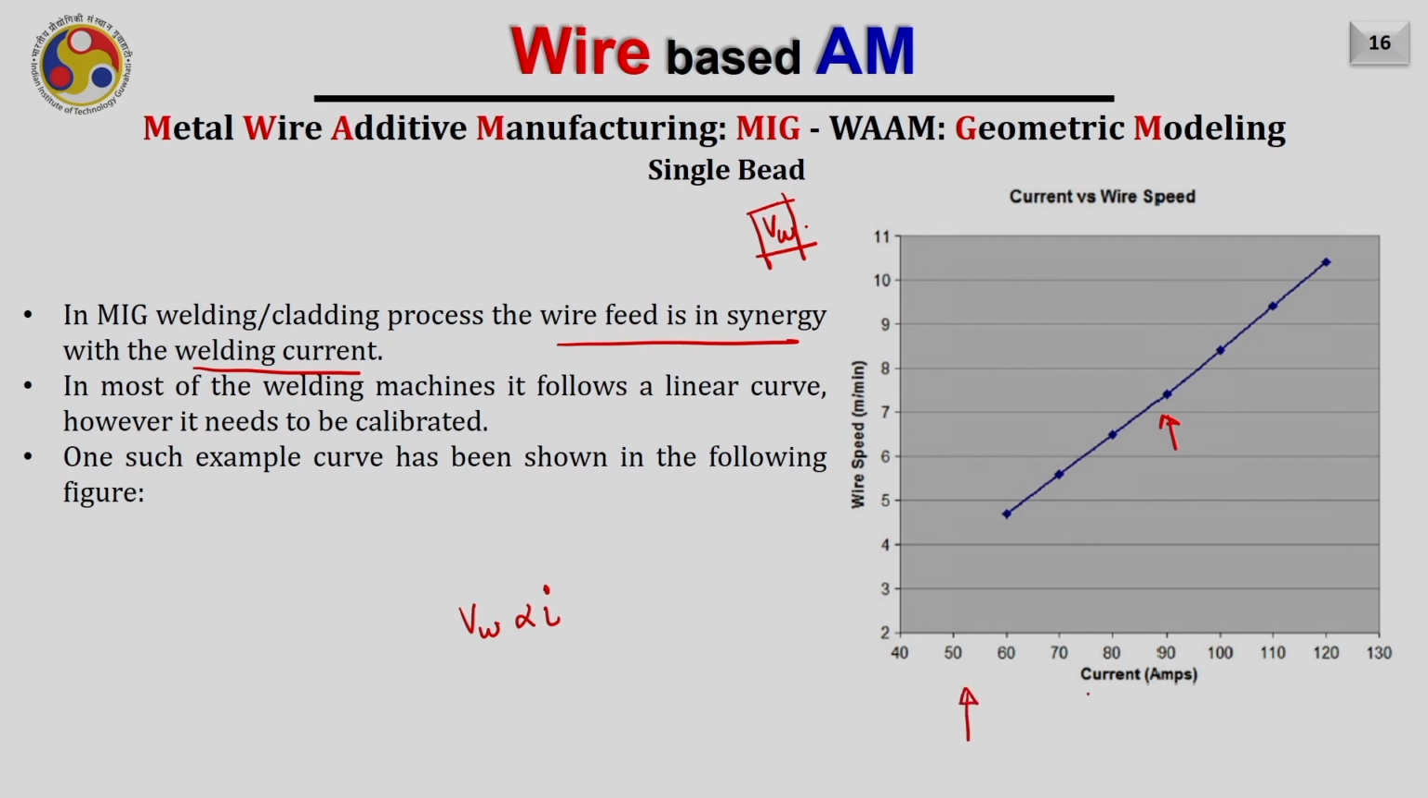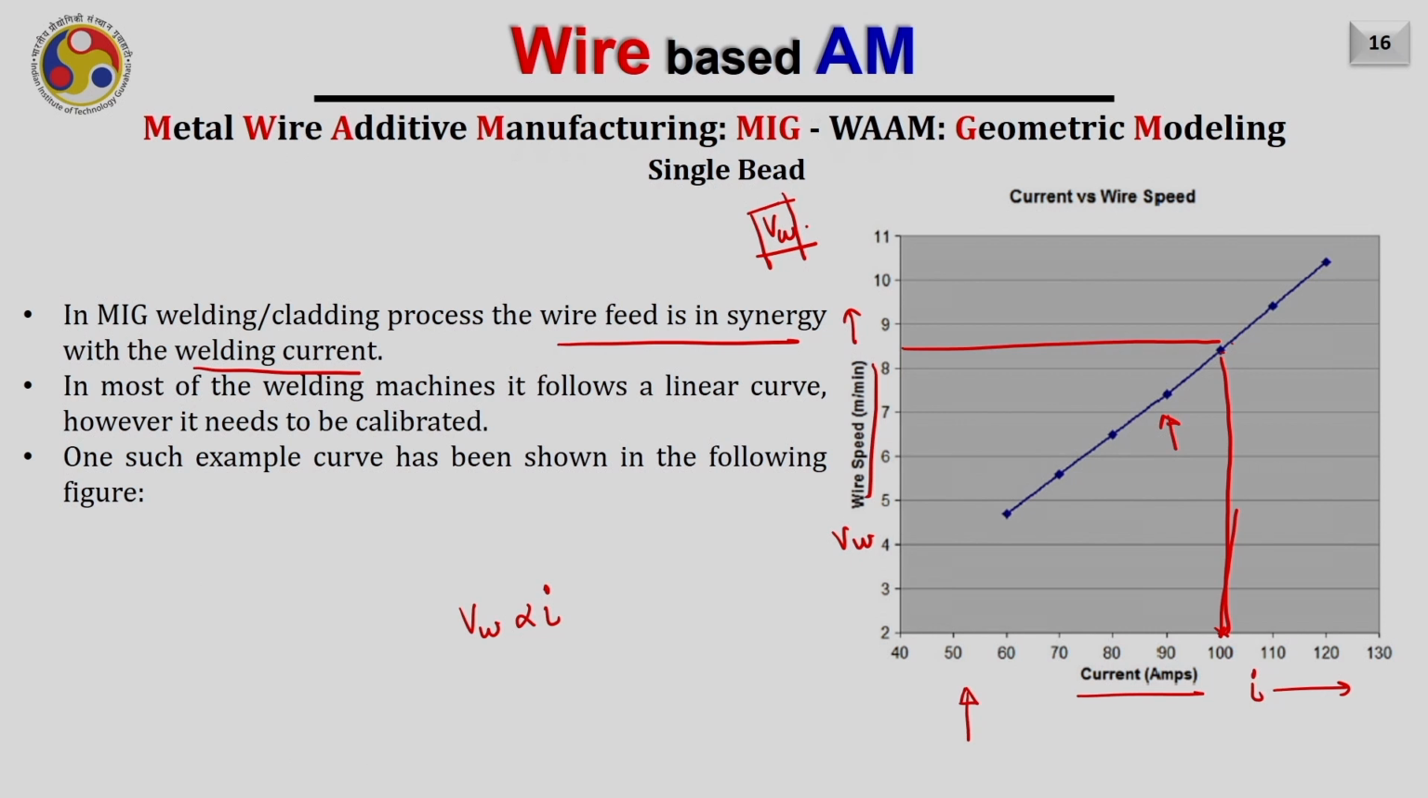So what you are seeing here is the current versus the wire speed, that is Vw, and here is the current. So if I am using a current, for example, of 100 amps in my machine, then I can see the corresponding wire feed at that, the value of the wire speed will be 8.5 meter per minute.